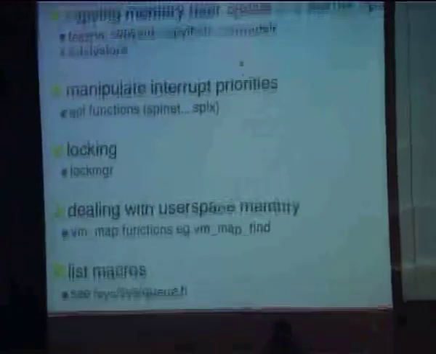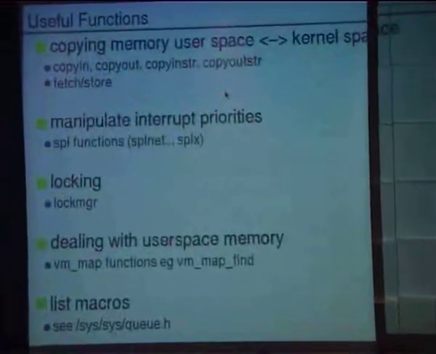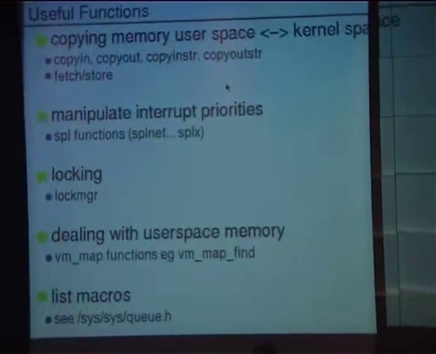Okay, some useful functions. What you probably want to do is copy memory from user space to kernel space, say for arguments being passed, or when you want to copy something back and forth. There are functions that allow you to copy larger chunks of memory: copyin, copyout, copyinstr, copyoutstr. There's a man page about this, man copy, where you can find more information. And if you want to transfer smaller amounts of memory, like bytes or word size, you can use fetch and store.